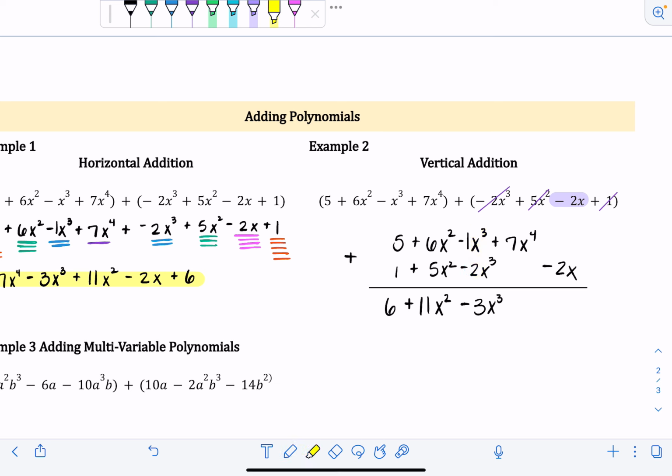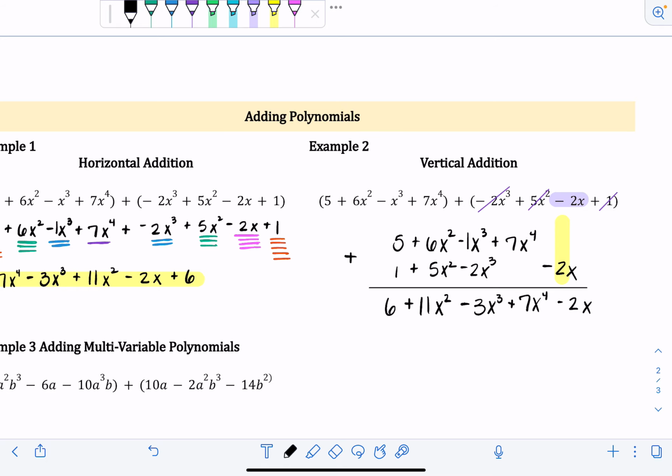And then right here, 7x to the fourth plus, there was nothing there to add it to, so I'm not changing it. It just stays the same. I just have to copy it down because I don't have any other x to the fourth to add it to. And then right here, I'm not adding anything to that negative 2x. There was no like term, so I would just copy it down, negative 2x.